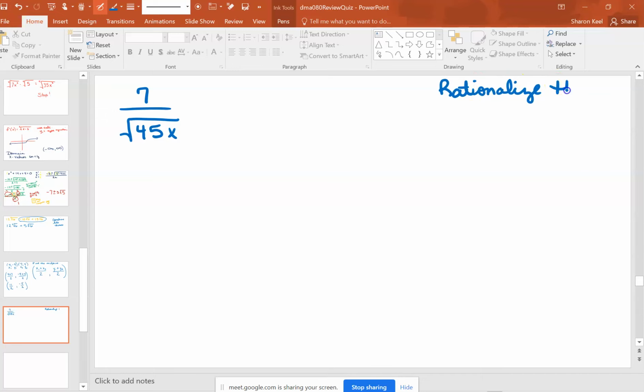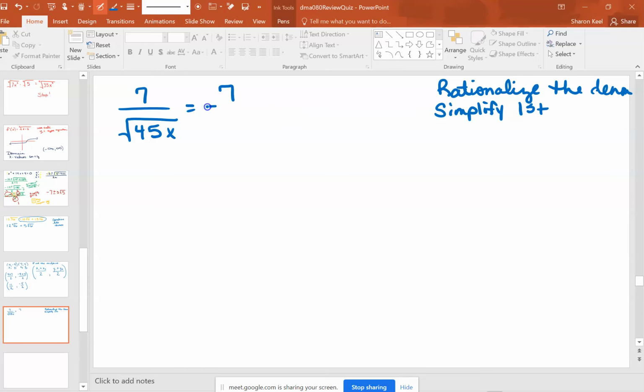rationalize the denominator. Now, when I explained this in a previous lecture, what I like for you to do is to simplify first if you can. So, that being said, that's just a 7. If I were to factor 45, and actually you can use your calculator to do this, I'm going to write it out, but then I'll show you the other way. We know that 9 times 5 is 45, right?